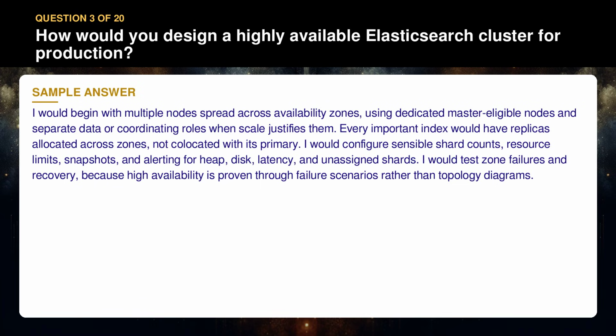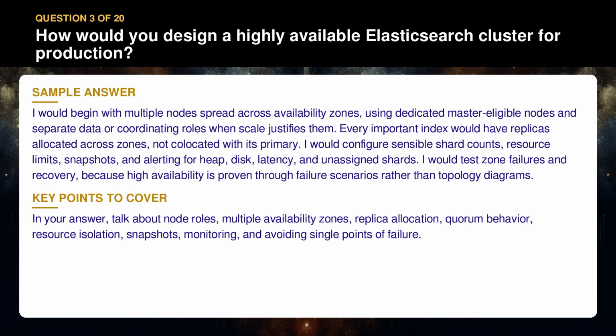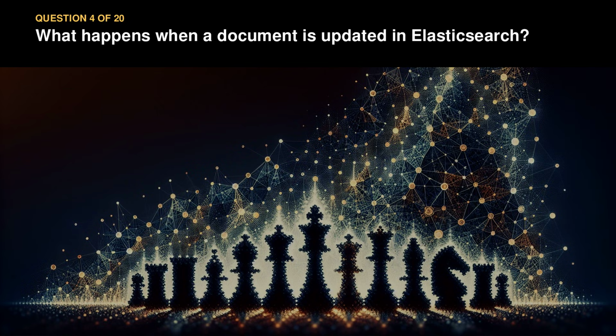I would configure sensible shard counts, resource limits, snapshots, and alerting for heap, disk, latency, and unassigned shards. I would test zone failures and recovery, because high availability is proven through failure scenarios rather than topology diagrams. In your answer, talk about node roles, multiple availability zones, replica allocation, quorum behavior, resource isolation, snapshots, monitoring, and avoiding single points of failure.